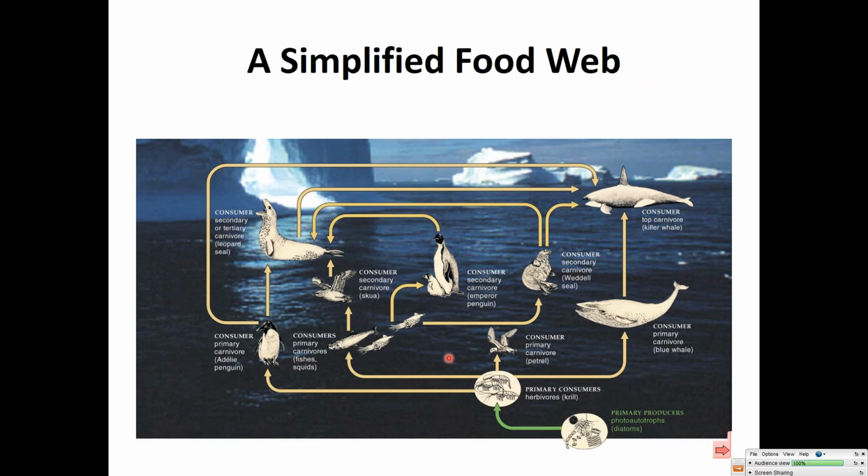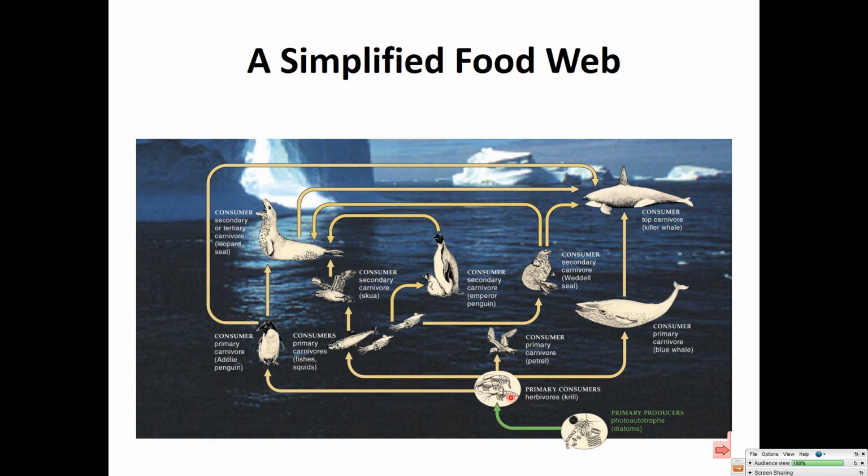So this is a simplified food web of basically who eats who. So here you have the base. These are the primary producers, phytoplankton. And you have primary consumers, the zooplankton. They're the ones that eat the primary producers.